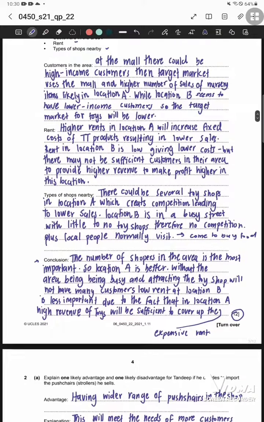The conclusion. The number of shoppers in the area is the most important. So location A is better. Without the area being busy and attracting people, the toy shop will not have many customers. Low rent at location B is less important in this case, due to the fact that in location A, high revenue of toys will be sufficient to cover the expensive rent. Even though location B has low rent, there are no potential customers.